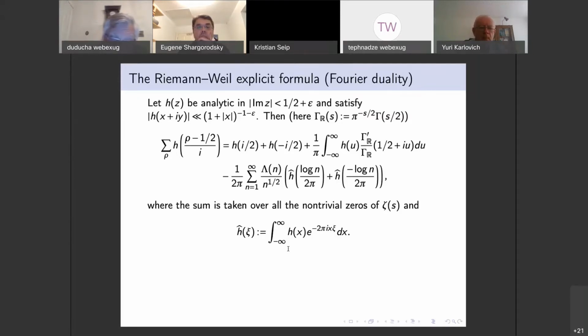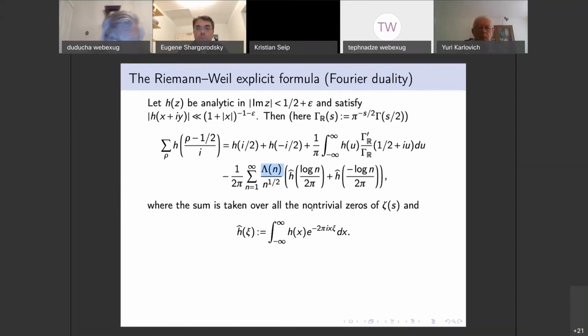It has been symmetrized now so that we get one part from the pole and in some sense one part from the first pole of the gamma factor. So we make it symmetric. Then there is an integral which comes from the gamma factor of the functional equation. And then we have a sum over the values of h hat at log n over 2 pi. And we sum then only over prime powers because we have the von Mangoldt function there, lambda of n, which is non-zero only when we have prime powers.